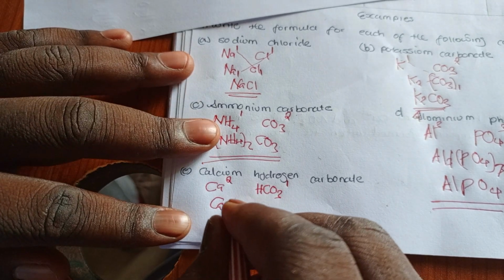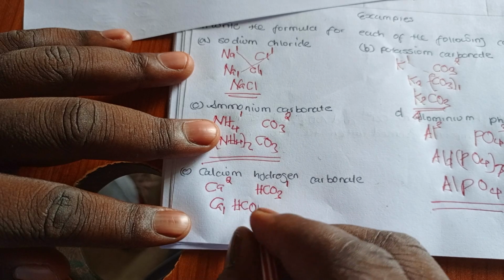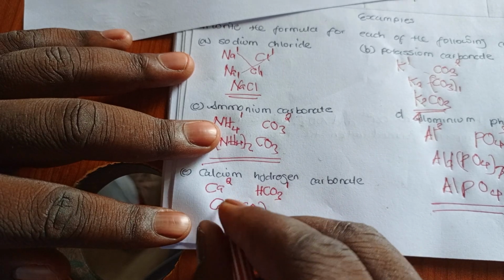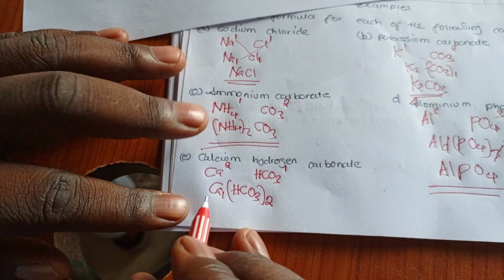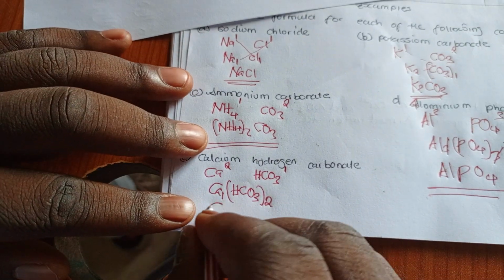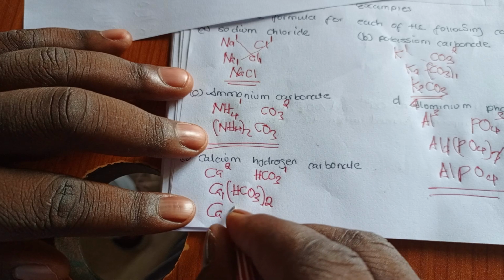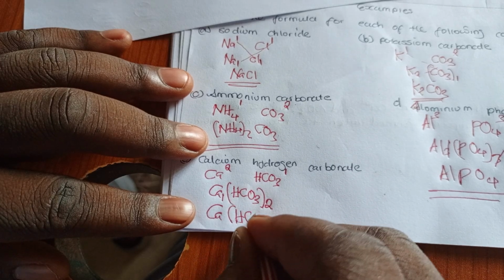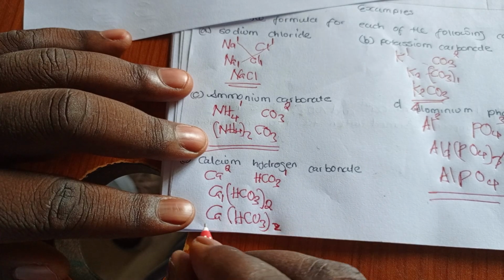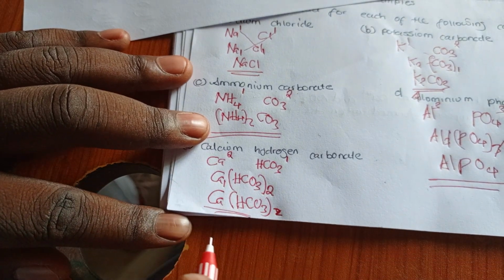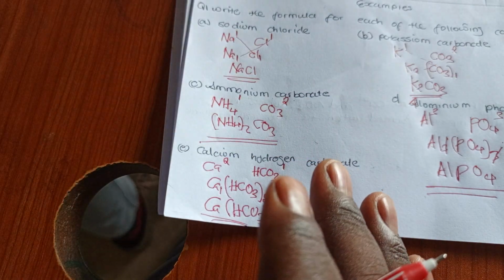Then the formula for hydrogen carbonate is like this. I'll write 2 here. I said 1, we ignore it. So we have calcium hydrogen carbonate like this. I put 2 here. So this is the formula for calcium hydrogen carbonate.